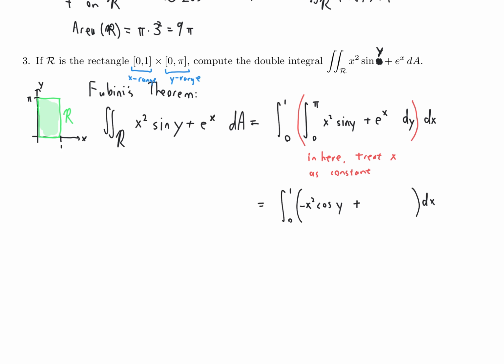Now the e to the x is also a constant, but it plays a different role here. Remember, the antiderivative of a constant c would just be c times y. And so since e to the x is just treated as a constant, it's just that constant times y. And now, as usual with the fundamental theorem of calculus, I'll go ahead and plug in my limits of integration for y, so y equals 0 to y equals pi. Okay, so now let me carefully plug in y equals pi, plug in y equals 0, and subtract.